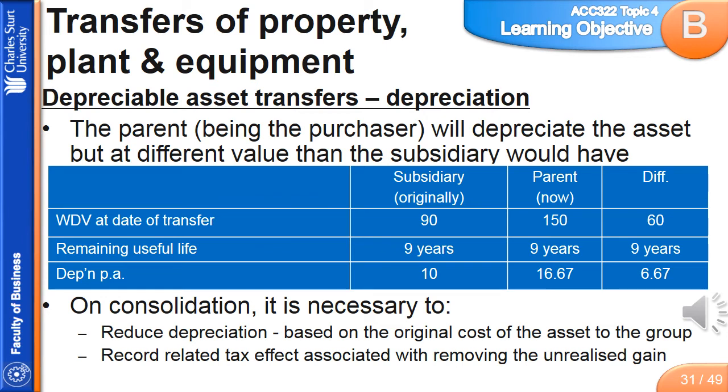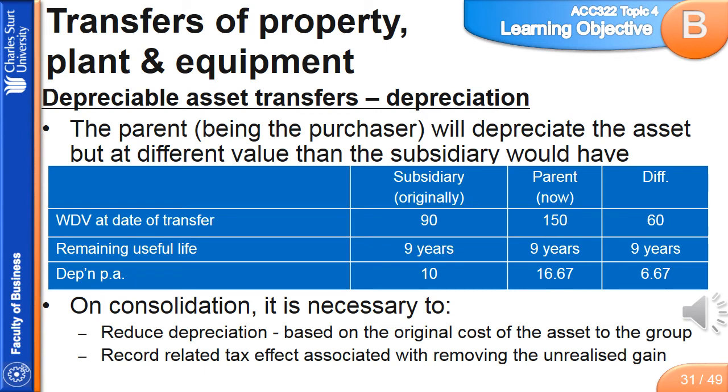And the remaining useful life is 9 years, because it was originally 10%, so 10% times 10 is 100%, so 10 years, 9 years remaining, fine with that. However, the depreciation charged will change now. So applying 10% on $100, which is what the subsidiary paid for the asset, is $10 a year. However, the parent, over the next 9 years, applying the 10% depreciation rate equals $16.67. So there's a difference there of $6.67 each year.